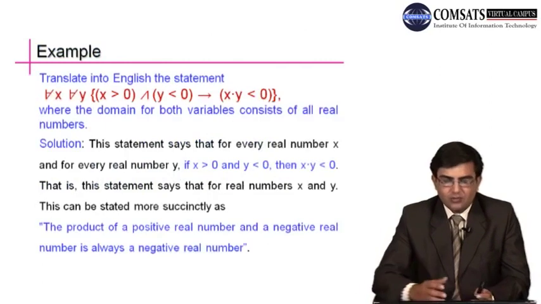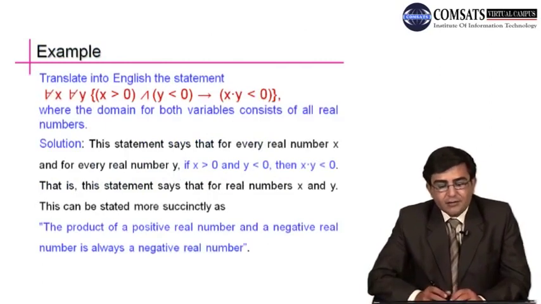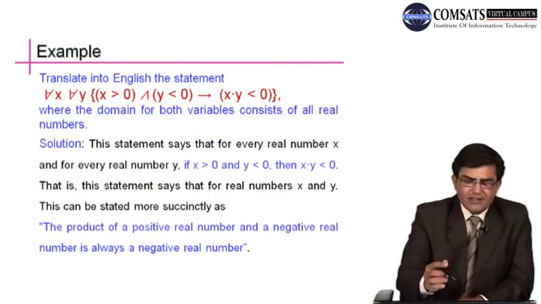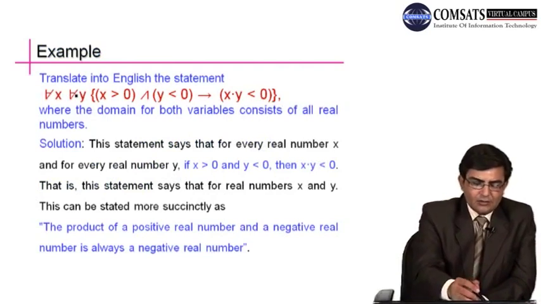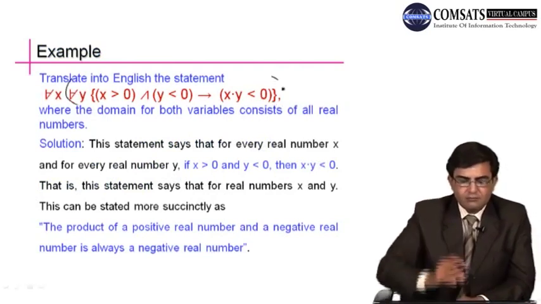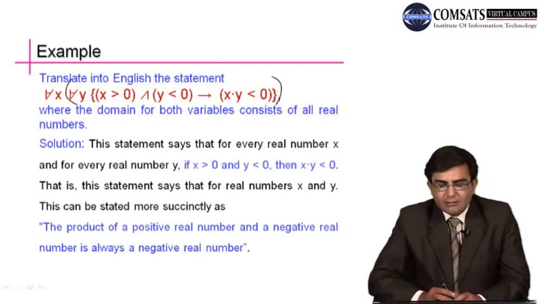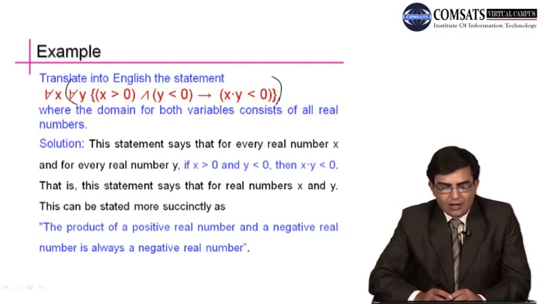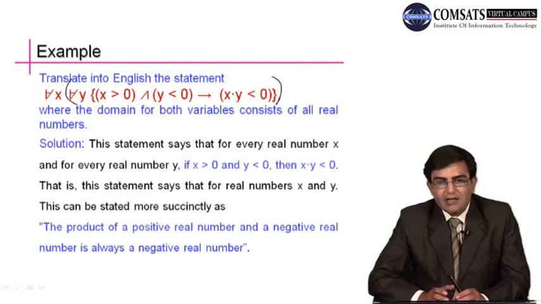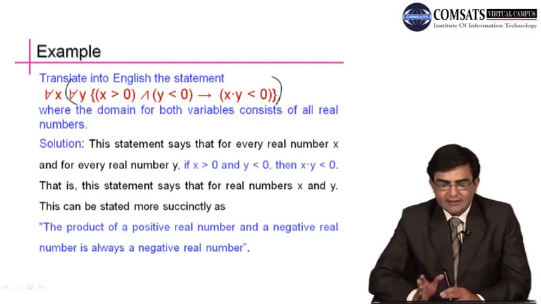So we consider an example here. Translate into English this statement. You can take it like this also, because one is within the scope of the other, where the domain for both variables consists of all real numbers, meaning x belongs to R and y belongs to R. This statement says that for every real number x and for every real number y, if x is greater than 0 and y is less than 0, then the product of x and y is less than 0.